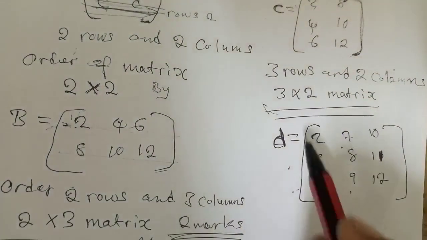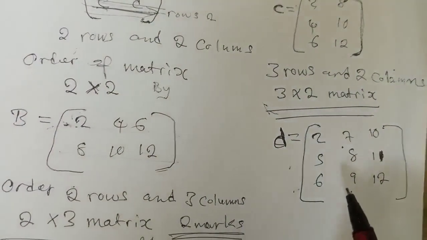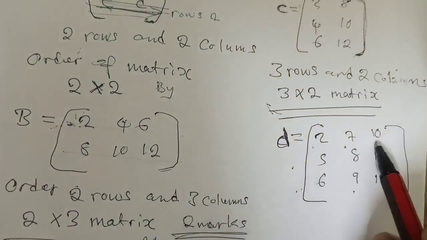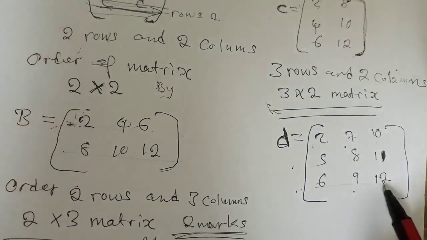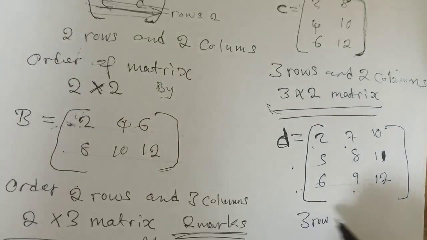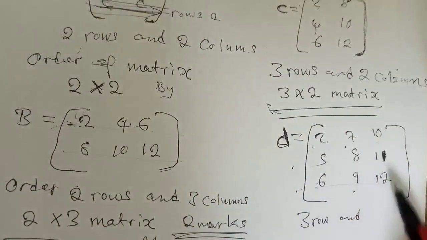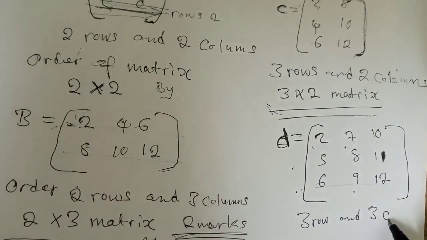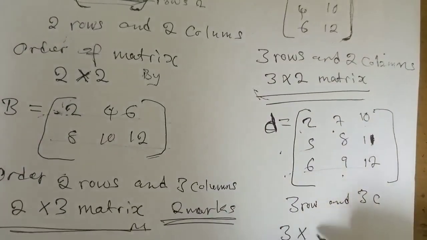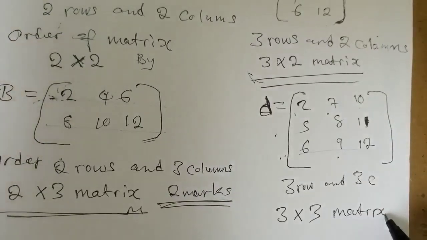Okay, so you need to know how to find the order of this matrix. So what is the order of this matrix? You can actually pause the video if you want to find the order of the matrix. So you count 1, 2, 3. So there are three rows. And how many columns? We count 1, 2, 3. So there are 3 columns. So the order of the matrix is a 3 by 3 matrix.